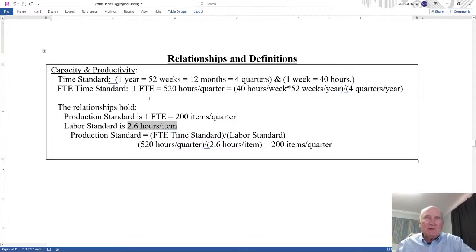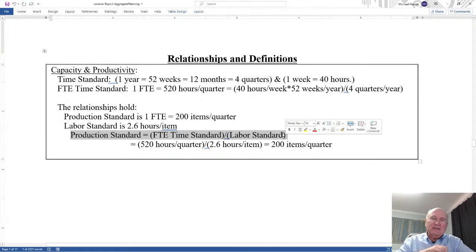Well then, if you have your time standard at 520 hours in a quarter, 2.6 hours per item will give you 200 items per quarter. And so this right here, your FTE time standard divided by your labor standard equals your production standard. That's an equation that we'll be using quite a bit. The production standard equals the FTE time standard divided by the labor standard.